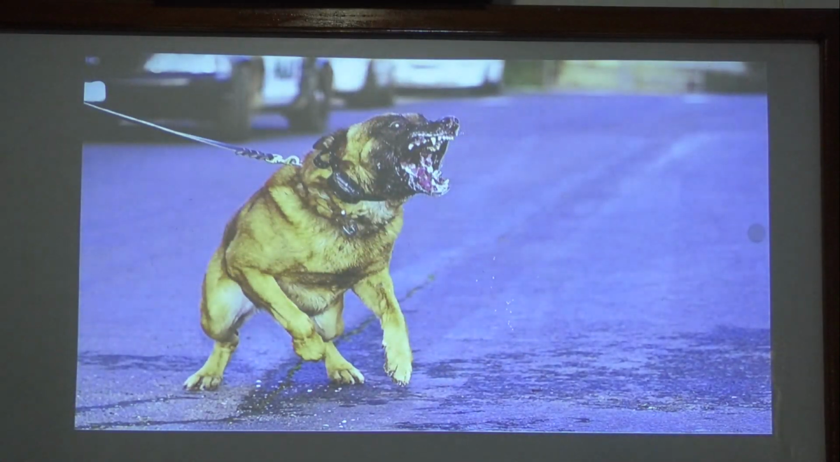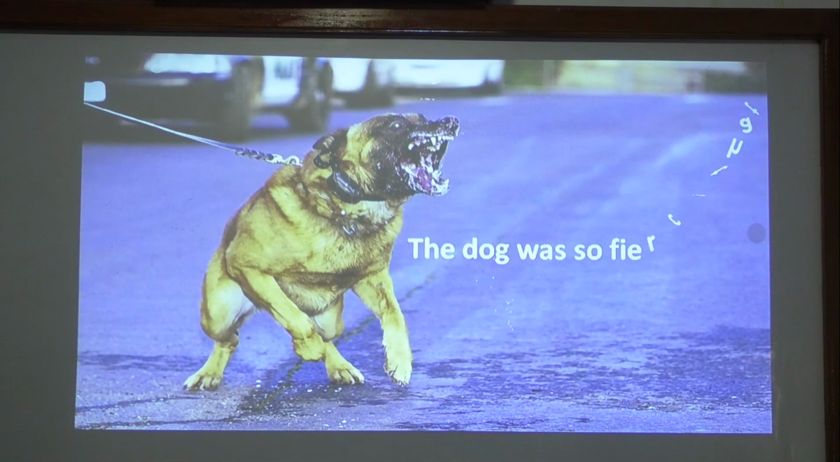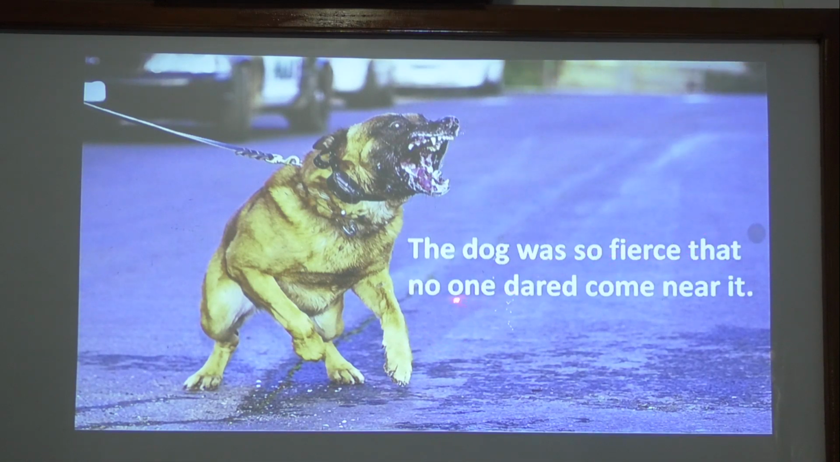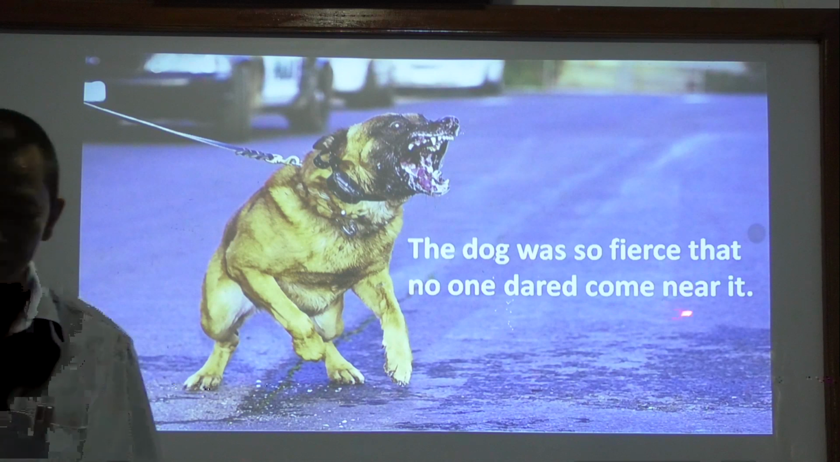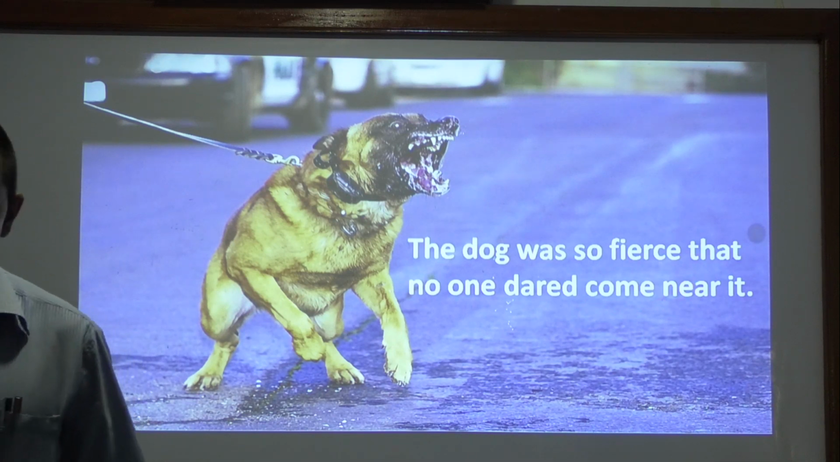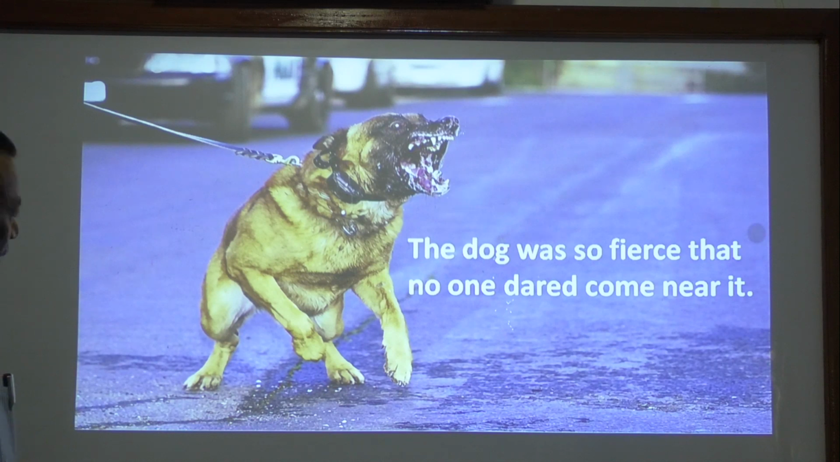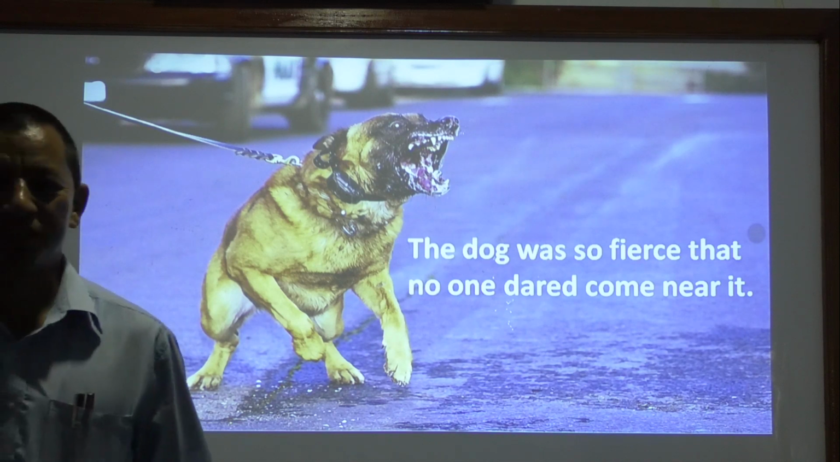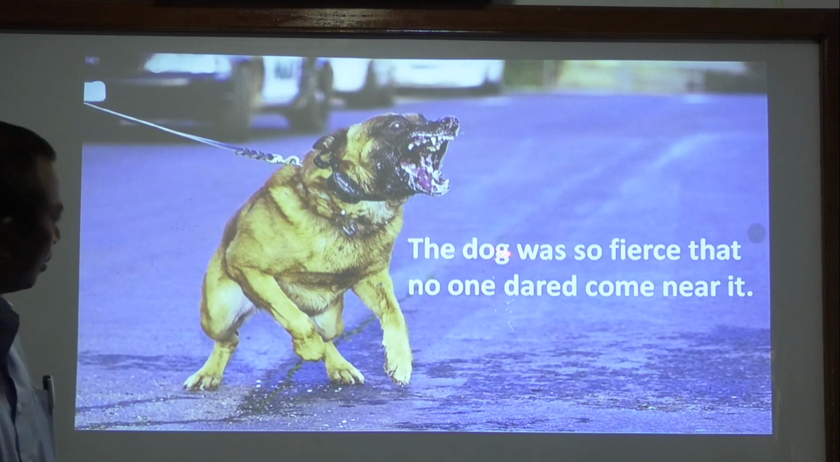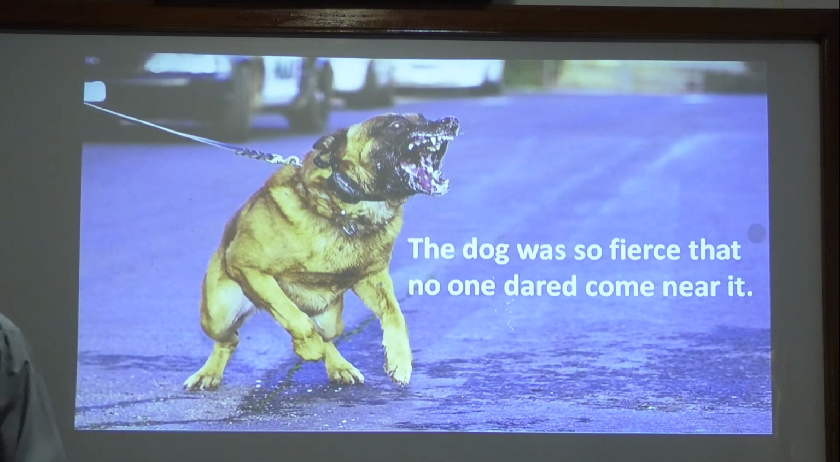Now look at the picture. What is it? It's a dog, and doesn't it look fierce at first? It looks very dangerous. Let's make a sentence using a connective here. Look at this line: the dog was so fast that. So here: the dog was so fast that no one dared come near it. So here, the dog was so fast. Okay.